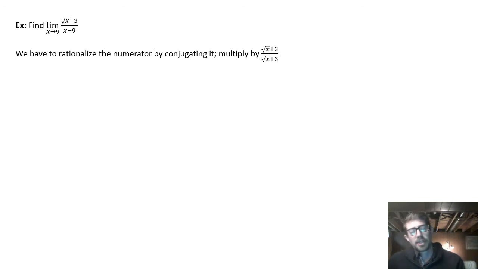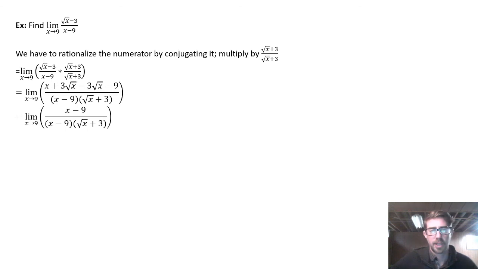To simplify that numerator, square root of x minus 3, you have to multiply it by square root of x plus 3. And if you're going to do that to the numerator, you also have to do that to the denominator, and that's called conjugating. Square root of x minus 3 and square root of x plus 3 are called conjugates of each other, and the act of multiplying them together is called conjugating. So that's what that looks like when you do that. We got some algebra going on. We're essentially foiling the top.